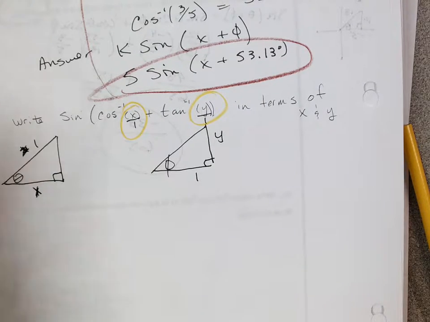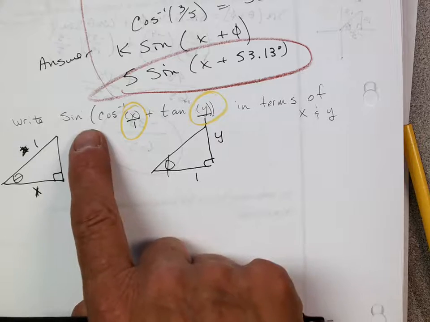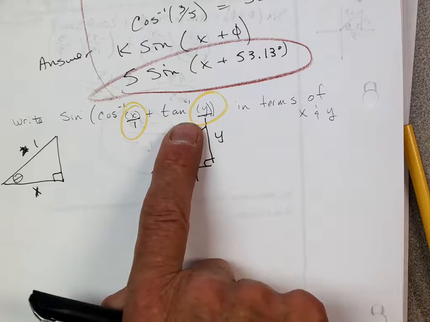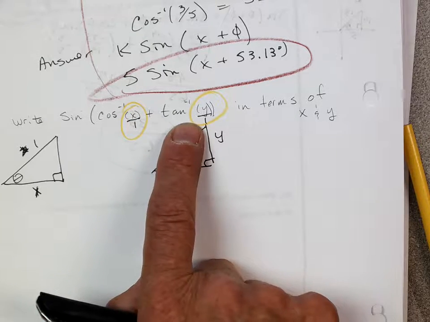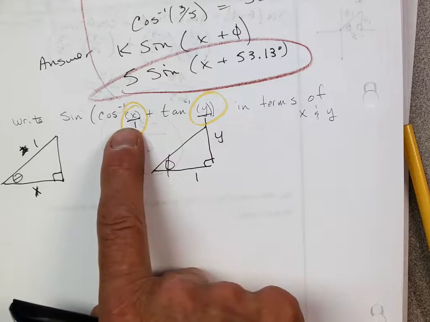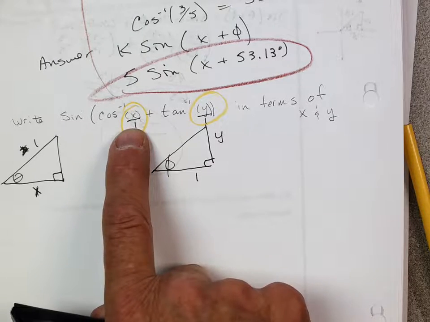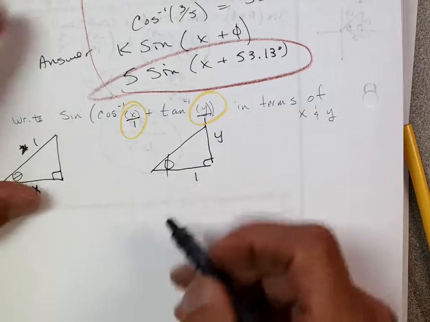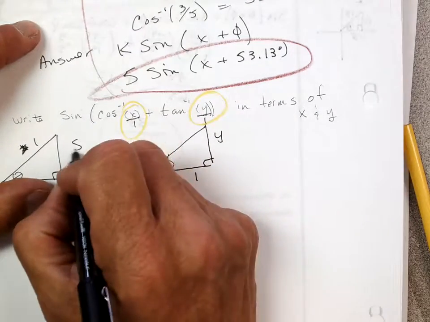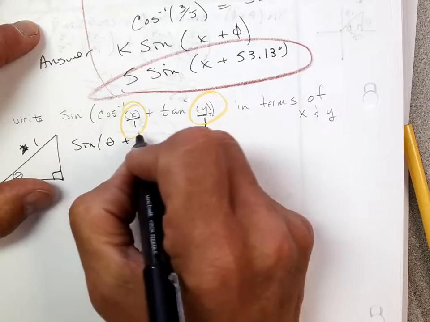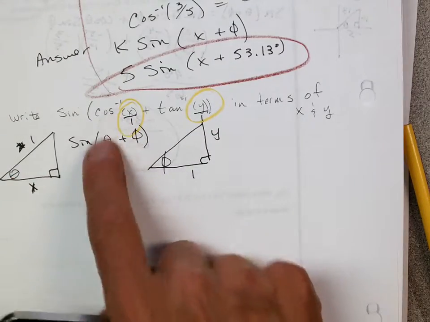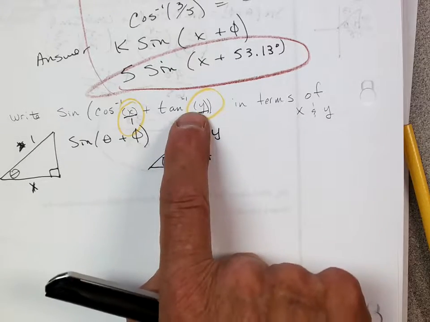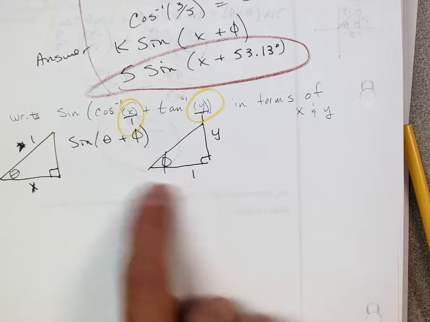Now, what we have is sine of something plus something. I need a formula, don't I? These are angles, right? This is really sine of theta plus phi, because the inverse gives me an angle. The angle I'm using for this one is theta. The angle I'm using for this one is phi. So sine of theta plus phi.